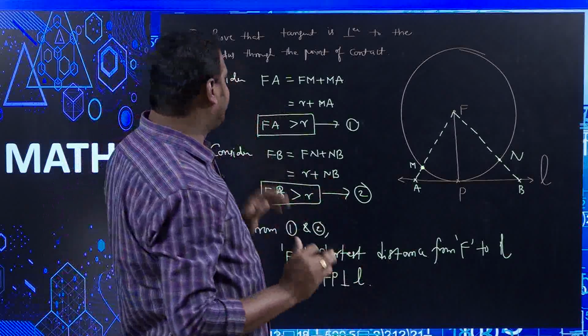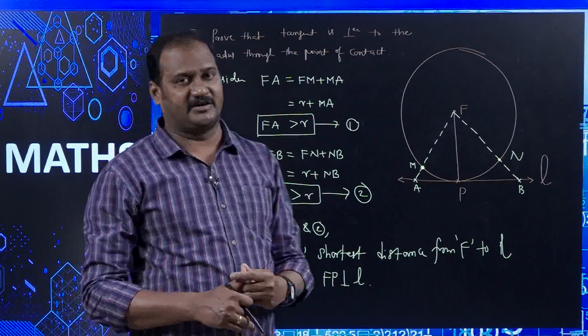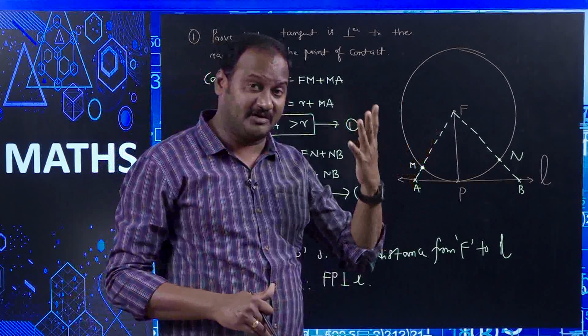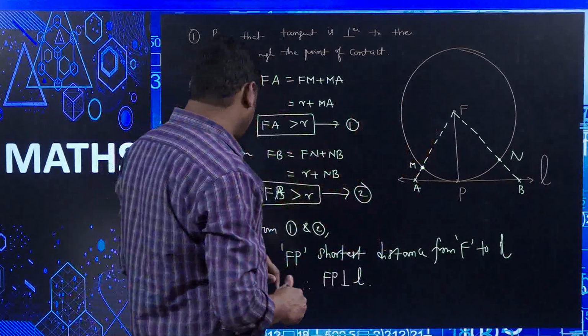Understand? So this way we can prove that the tangent is perpendicular to the radius through the point of contact, and this problem is sometimes given in board examinations for 4 marks also. This is the way to answer the problem. And moving on to the next one.